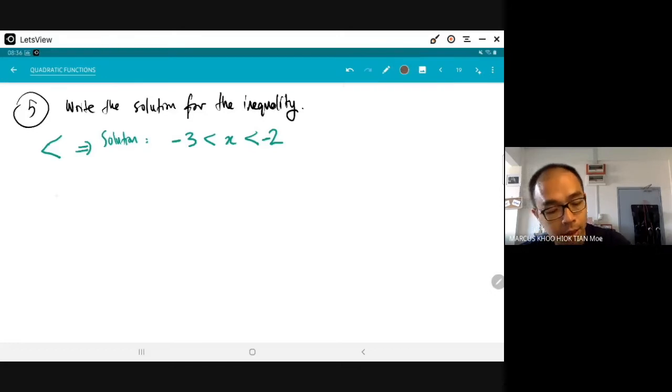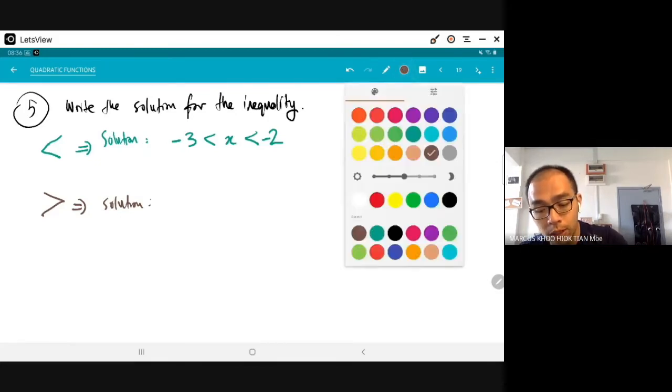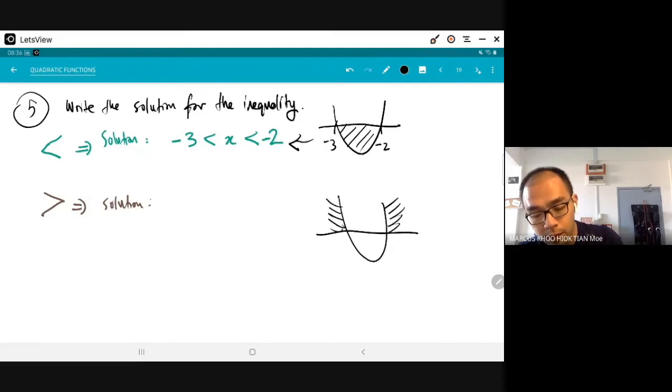Tetapi kalau dia adalah lebih, okay, then the solution akan ada dua bahagian. Be very careful with this. Okay, kalau dia adalah lebih, you know what, I'm going to draw this out lah. Okay. So kalau sini yang kamu lorek, sini negative 3, sini negative 2. Okay, so this is the solution. Tetapi kalau yang kamu lorek adalah di atas sini, begini. So this is negative 3, this is negative 2.